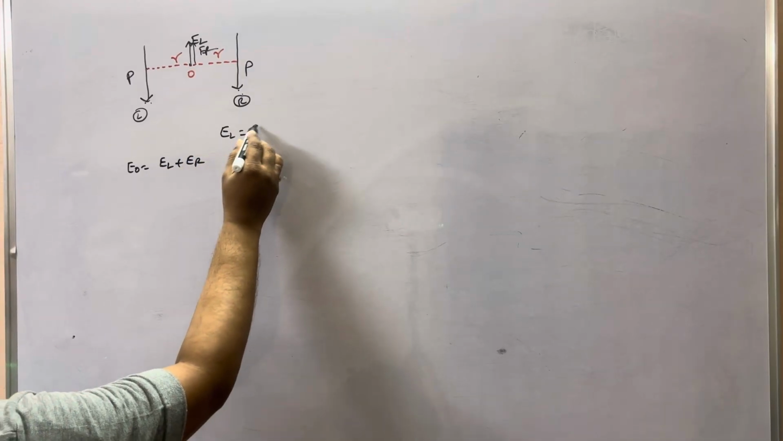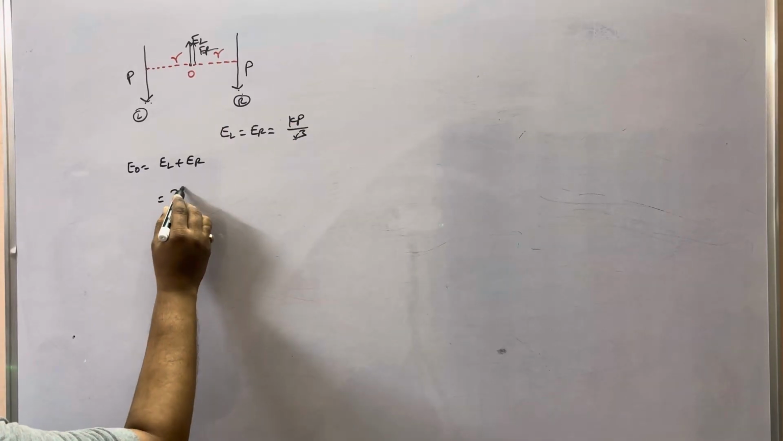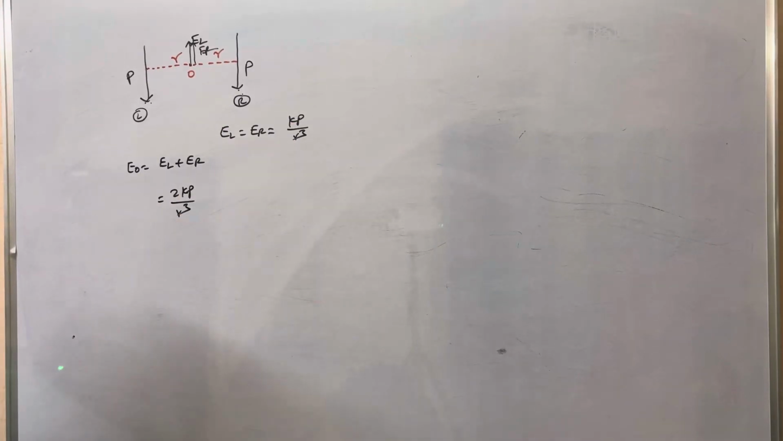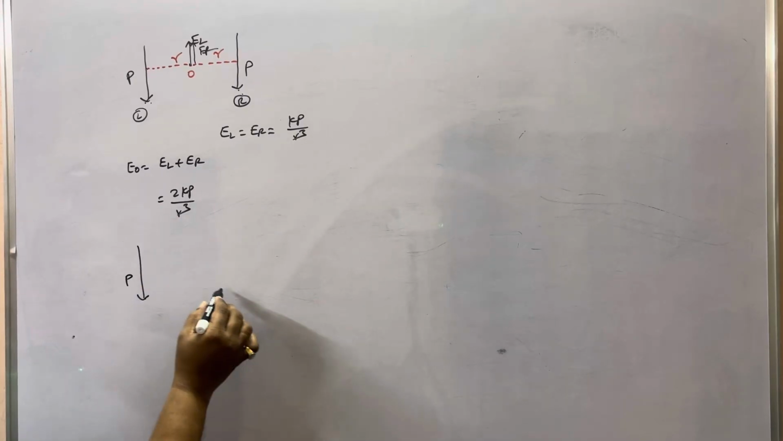What are EL and ER? Both are on the equatorial line. Therefore, Kp by R cube each. Therefore, you will get here 2 Kp by R cube. Correct?